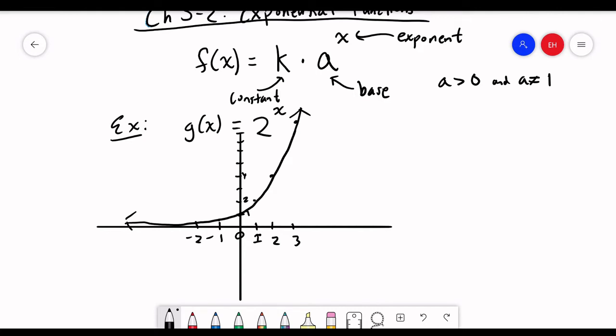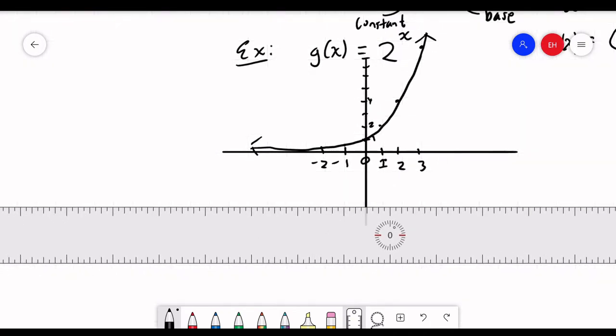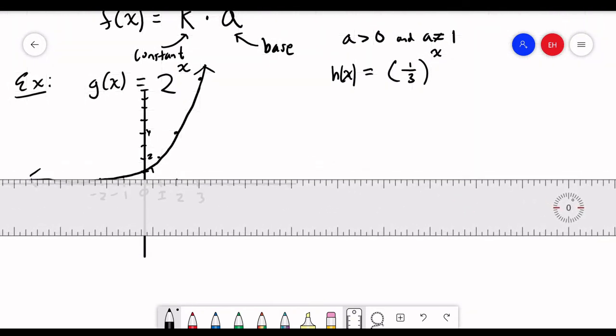Now let's get some negatives in there, like negative 1, 2 to the negative 1 power is really 1 over 2 to the 1 power, which is 1/2. And if I put in x is negative 2, I get 1 over 2 squared, which is 1/4. So then I connect them, and there's my exponential function. Great. One thing you should know is as x goes to infinity, that function goes off to infinity, and then as x goes to negative infinity, the function goes to 0.